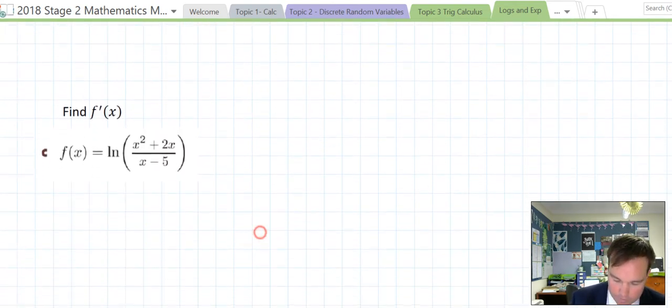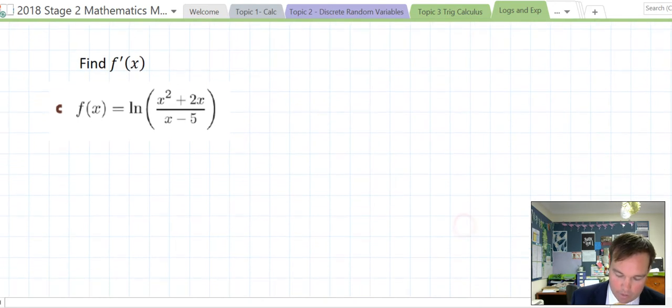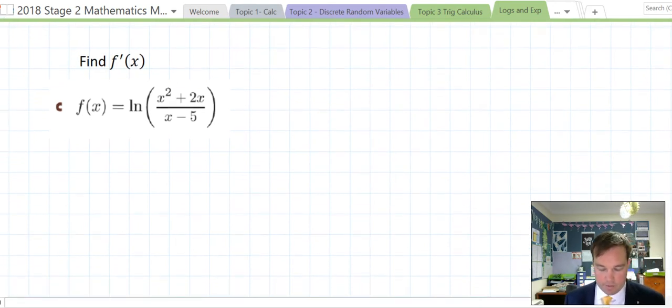Alright, here we're finding the derivative. So the derivative of ln x is 1 on ln of x multiplied by the derivative of the inner function.